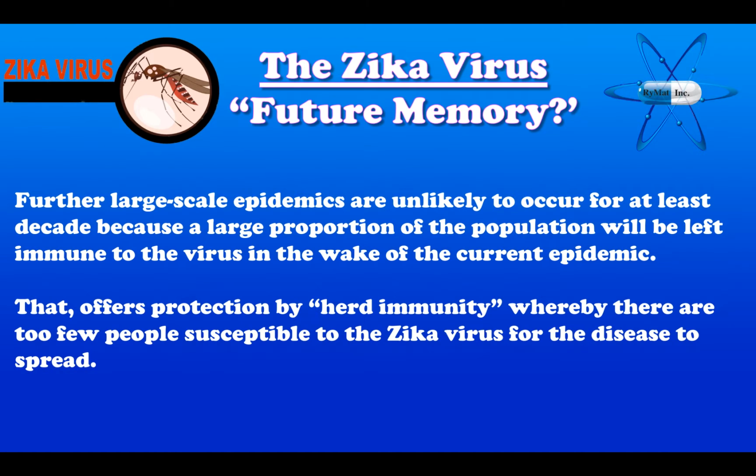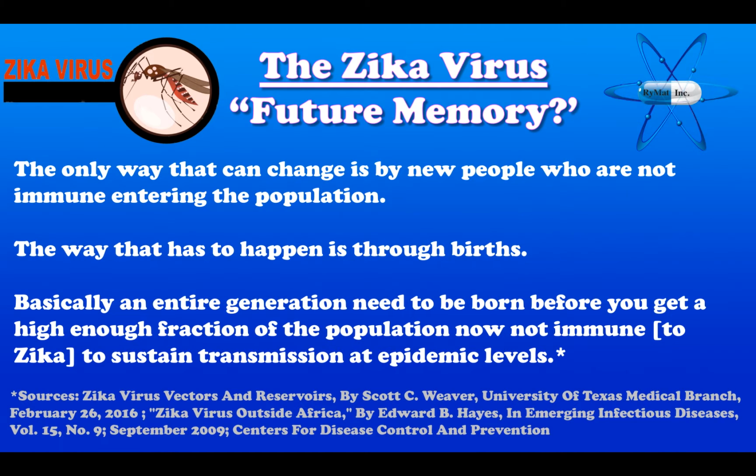The only way that can change is by new people who are not immune entering the population. And the way that has to happen is through births. Basically, an entire generation needs to be born before you get a high enough fraction of the population not immune to sustain transmission at epidemic levels.